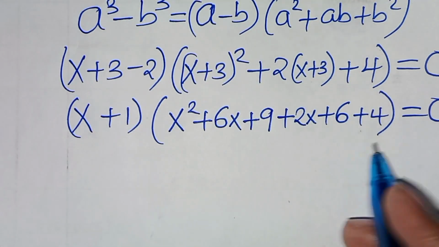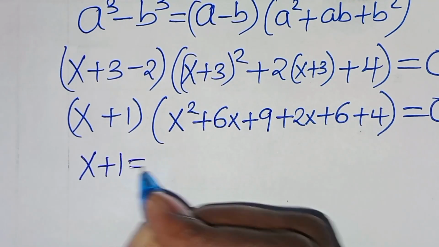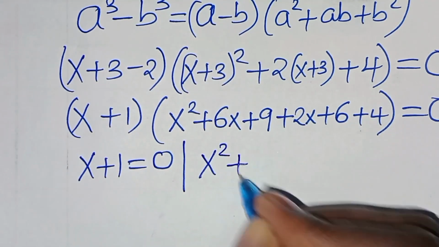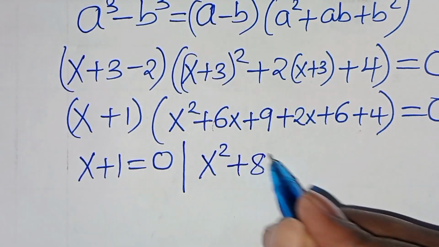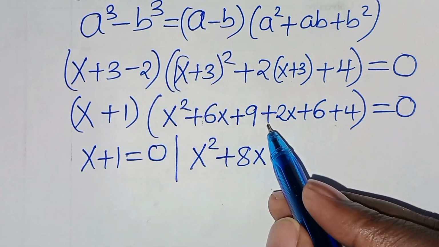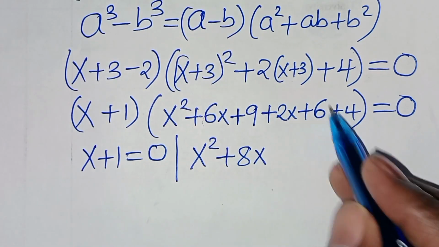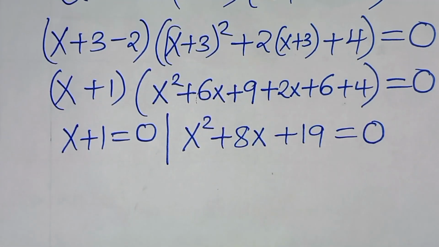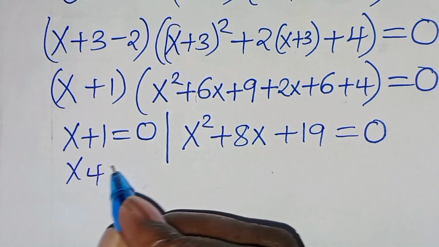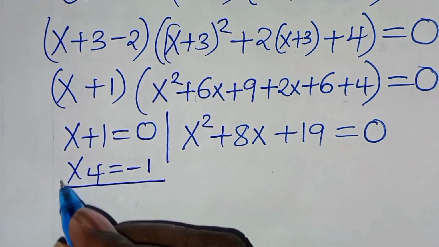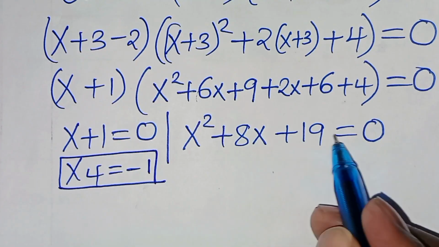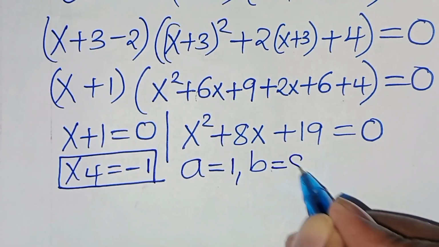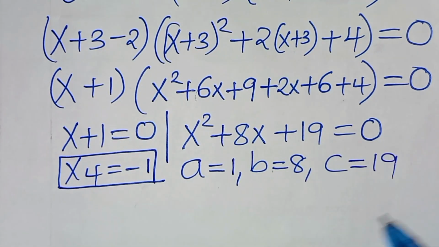Now here we have two parts. The first part is x plus 1 equal to 0. And the second part is x squared plus 6x plus 2x, this is 8x, then 9 plus 6, which is 15, plus 4, this is 19. This is equal to 0. So this implies that x4 is equal to minus 1. And the second part is a quadratic equation where a is equal to 1, b is equal to 8, and c is equal to 19.